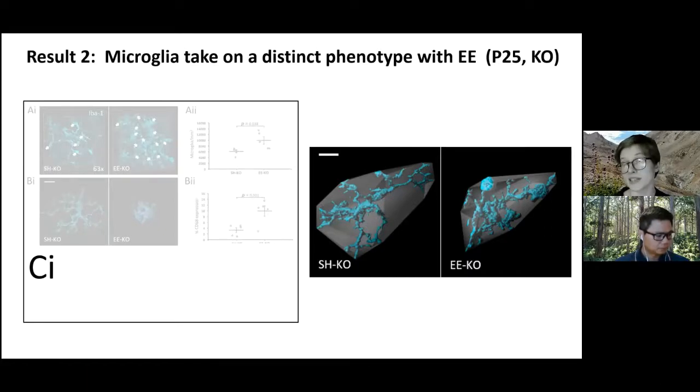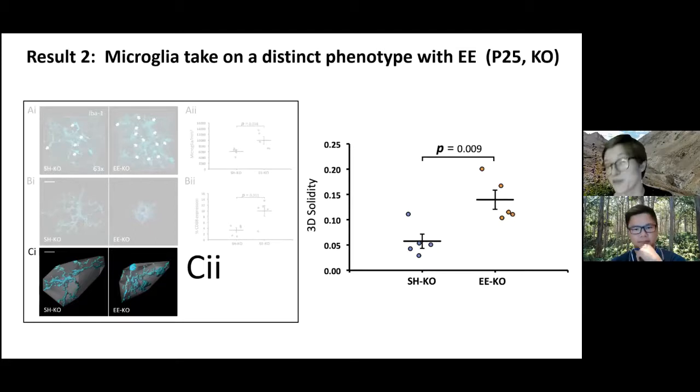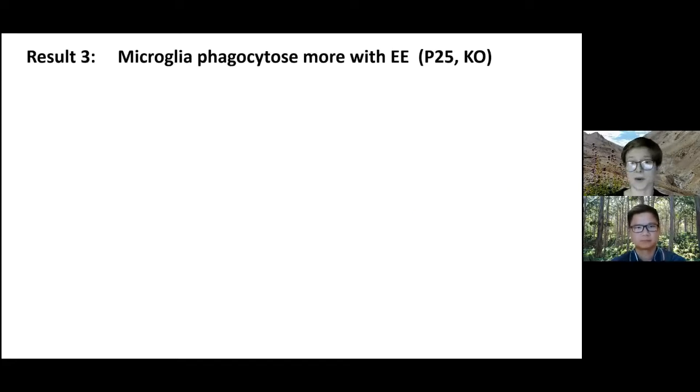Having a higher 3D solidity is indicative of more amoeboid morphology, like what I showed you in the previous slides. And lo and behold, the enriched microglia also had a higher 3D solidity, indicative that they were more amoeboid in general in this specific region. So all of this was very promising, but it didn't give me an actual mechanism. It all pointed to the fact that they were activated, something really interesting was going on, but I'm like, okay, I'm going to look directly at phagocytosis.